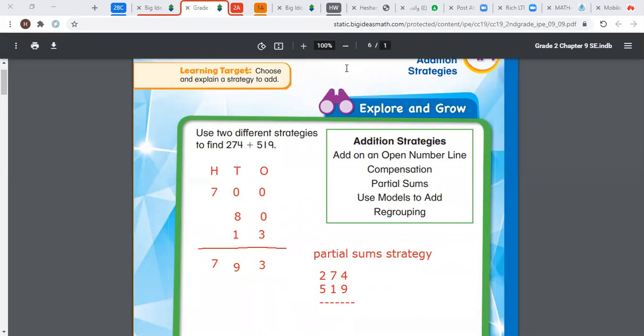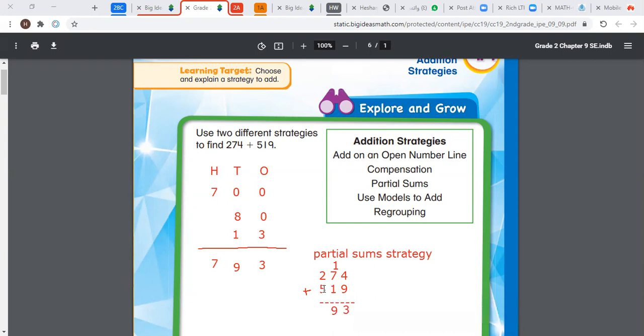I choose Adam Muhammad Atiyah. Hello Adam, how are you? Fine, thank you. Adam, let's get 274 plus 519 by using the place value strategy. So 4 plus 9 equals what number? 13, but we can't write all the numbers, so let's write 3 and carry up 1. Now we have 3 and carry up 1. Now 1 plus 7 plus 1 equals what number? 9. Very good. So let's write here 9.